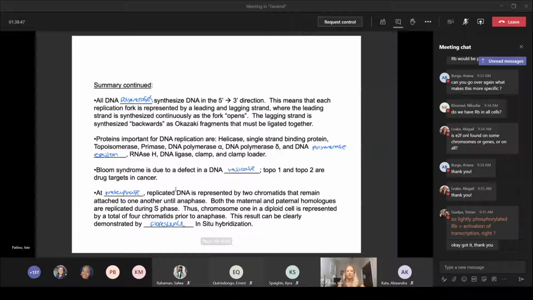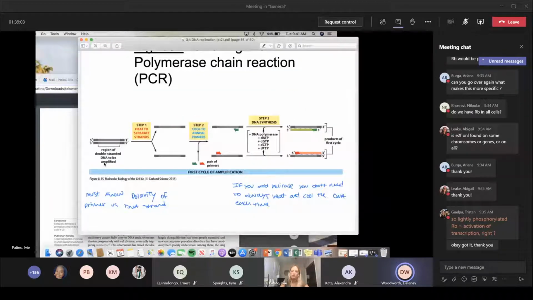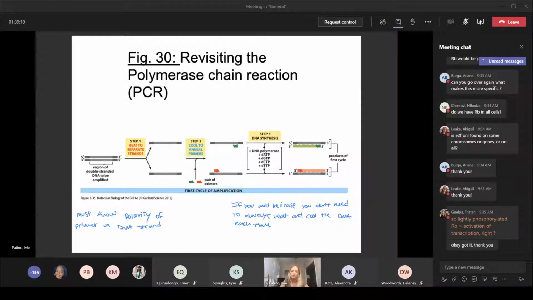Hey, Ivy. Yeah, you have a question? Yeah, for the polarity on the PCR slide, I don't want to say it wrong, was the primer the one going 5' to 3' and then the new strand was doing Okazaki, or am I overthinking it? So on both strands, you're gonna have both occurring, the leading and the lagging strand.